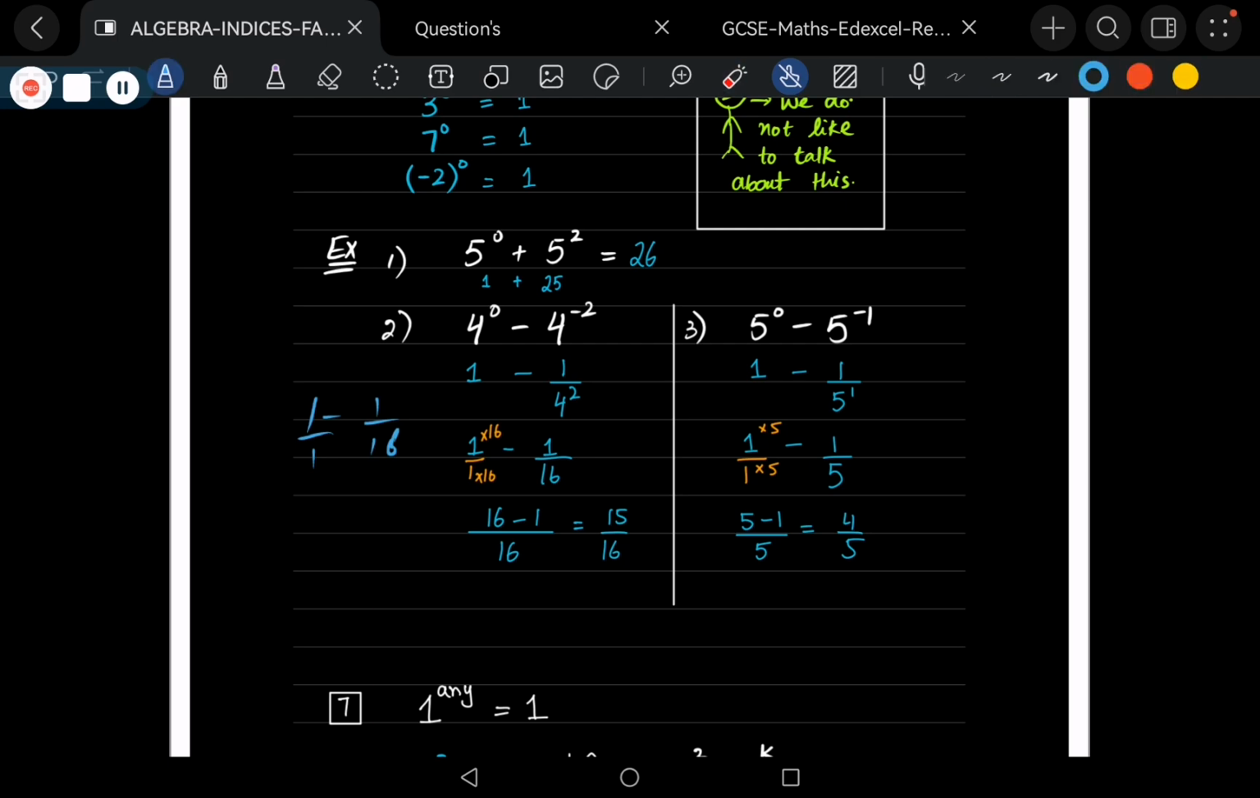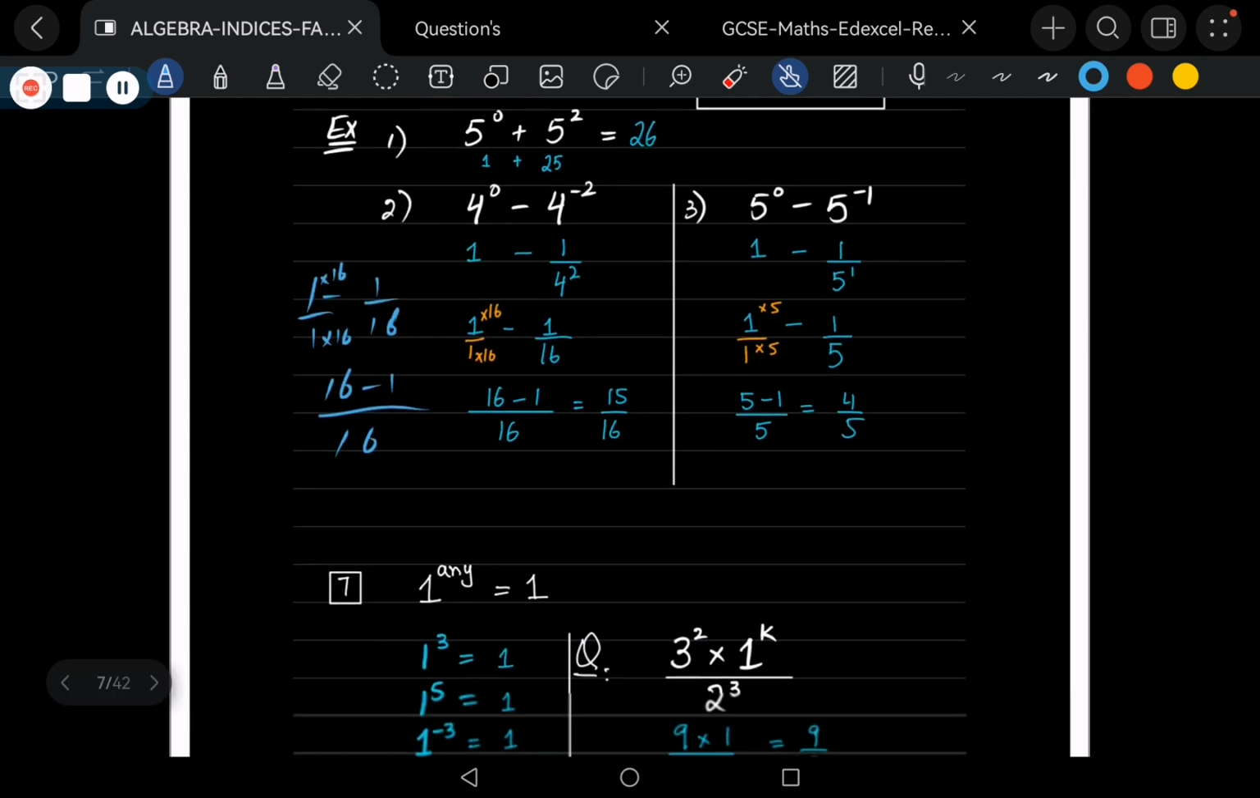In order to take the LCM, there is a rule that you need to make the denominator the same. So in order to make the denominator the same, I will multiply with 16. So 16 will be taken as the LCM. On the numerator, it will become 16 minus 1. 16 minus 1 is 15. So 15 over 16 will be my final answer for that.